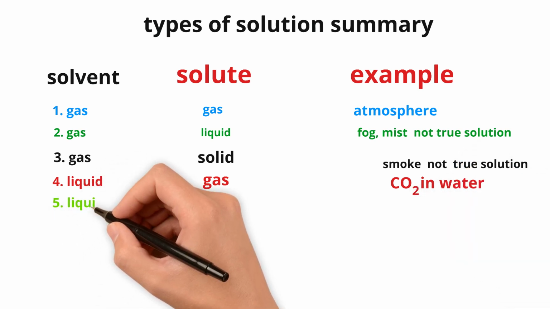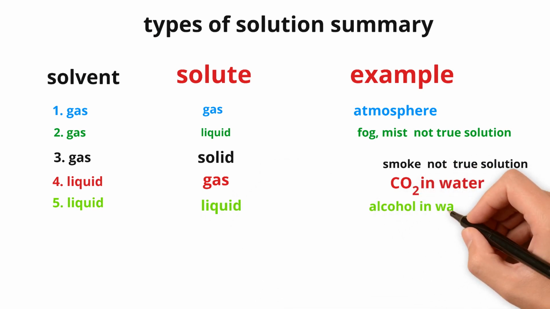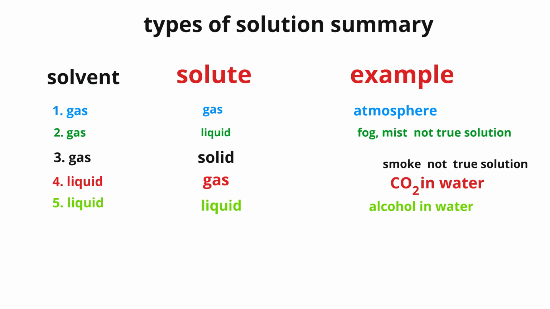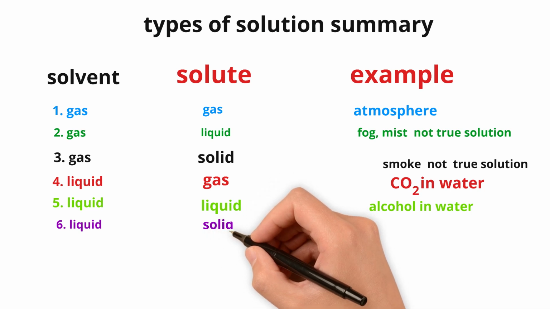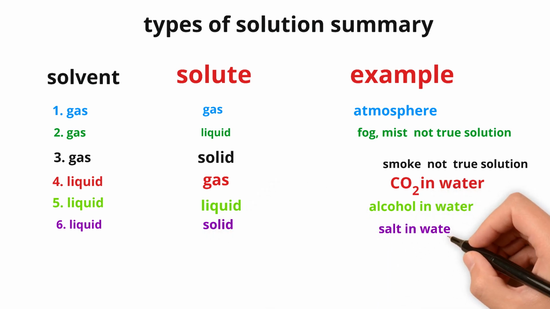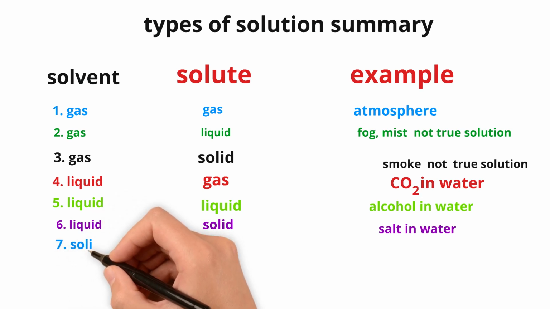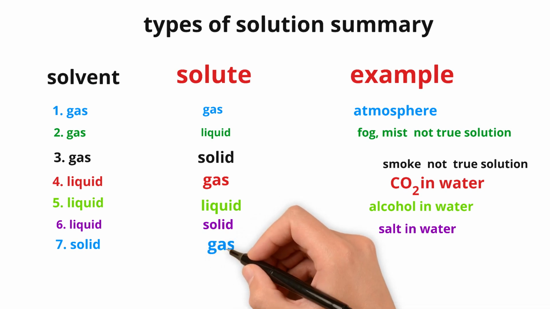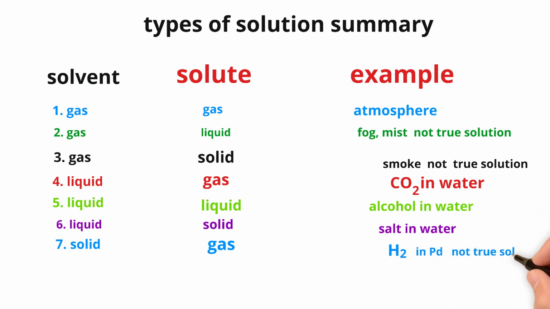Fifth, liquid in liquid. Example: alcohol in water, alcoholic beverage. Sixth, when the solvent is liquid and the solute is solid, example: salt in water, seawater. Seventh, when the solvent is solid and the solute is gas, example: hydrogen in palladium, which is not a true solution, which is a colloidal solution.